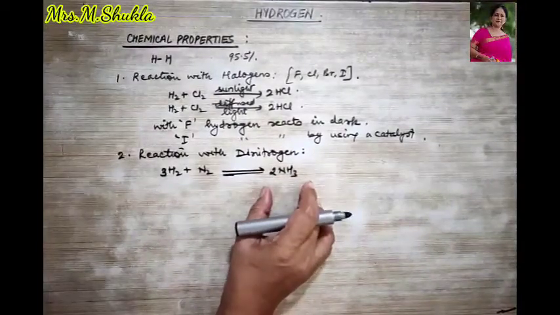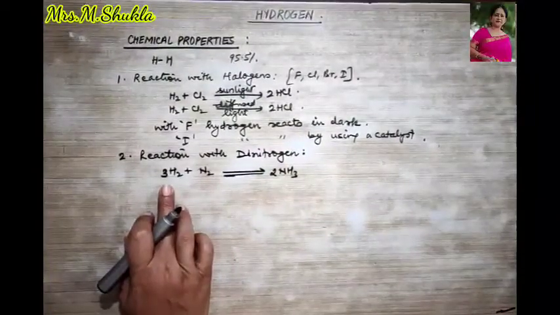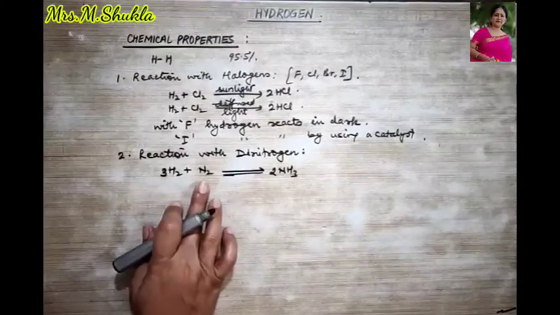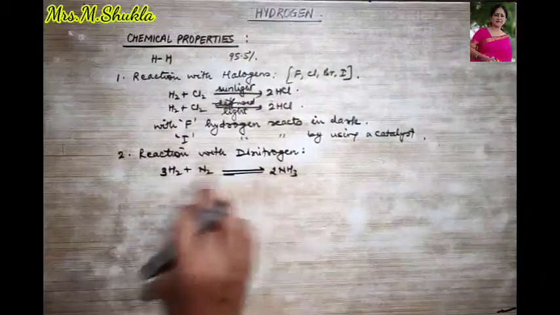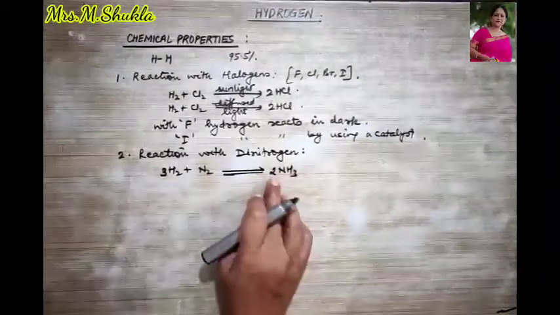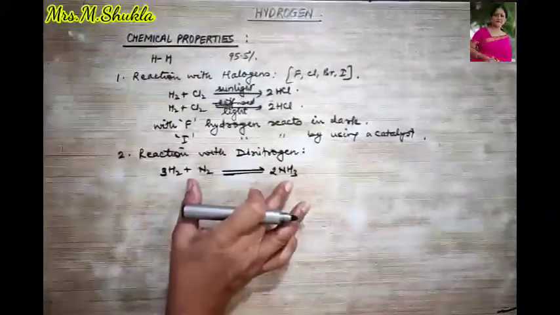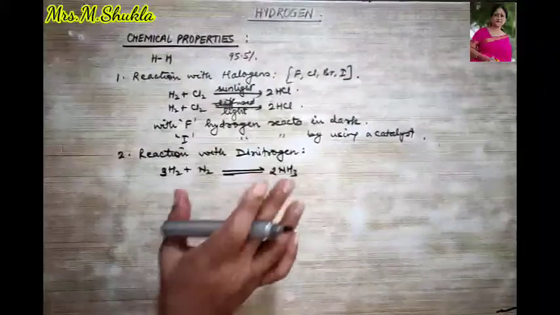Do you remember this reaction? 3:1, that is 3 parts of hydrogen and 1 part of nitrogen in the ratio 3:1. They combine to give us half the volume. Here we have 4 volumes and here we obtain 2 volumes of ammonia. But this reaction is impossible if we do not use some suitable conditions.